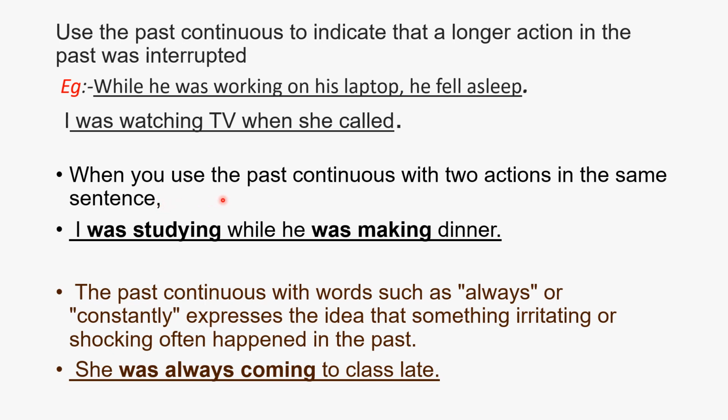When you use the past continuous tense with two actions in the same sentence: I was studying while he was making dinner. The past continuous with words such as always or constantly expresses the idea that something irritating or shocking often happened in the past. For example, she was always coming to class late.